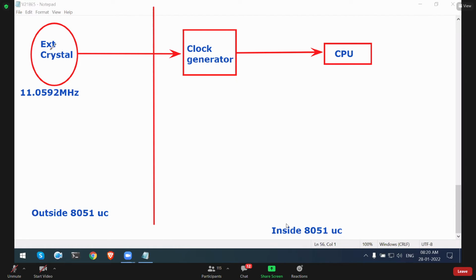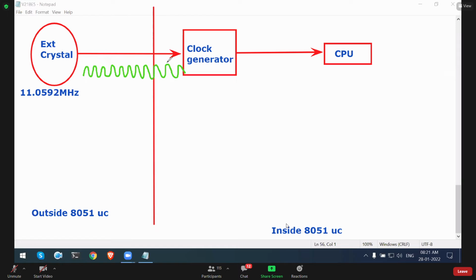And if the crystal circuit gets VCC, this crystal will vibrate. And when it vibrates, it generates oscillations like this. And these oscillations are given to the clock generator.